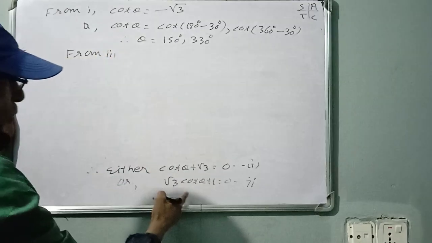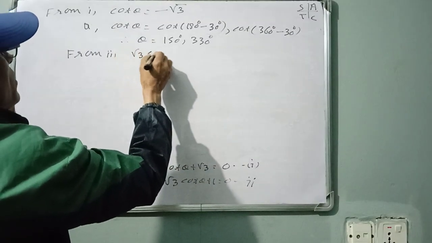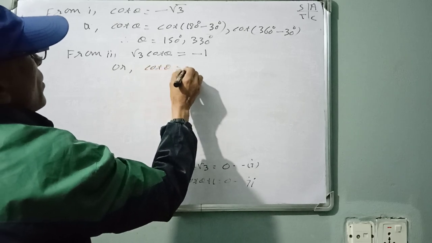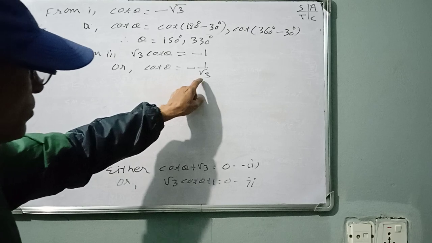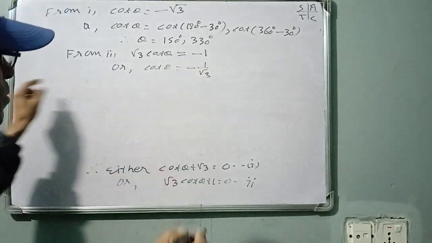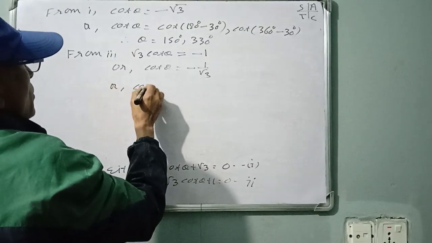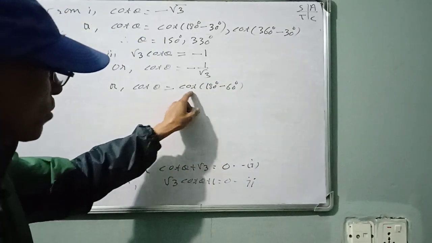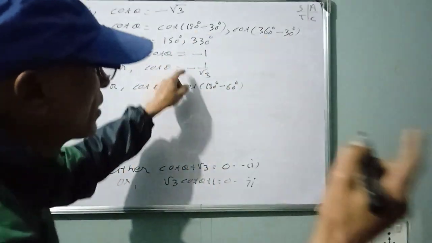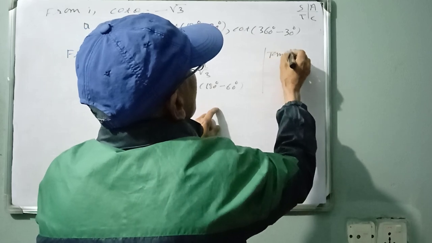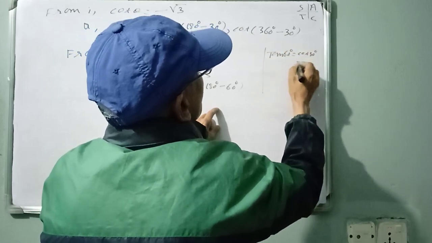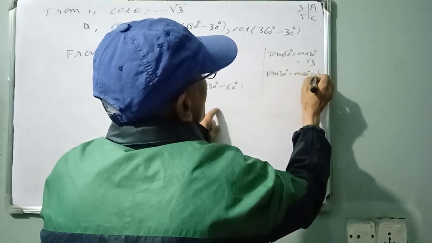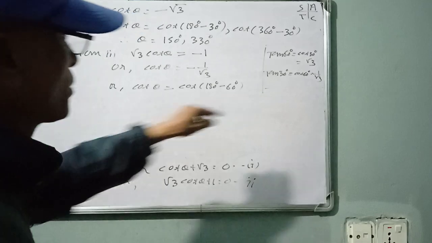From equation 2, root 3 cot theta plus 1: root 3 cot theta equal minus 1, or cot theta equal minus 1 by root 3. Tan 30 equal 1 by root 3, and cot 60 equal 1 by root 3. Follow the same rule. Cot theta equal cot (180 degree minus 60 degree). Remember, cot 60 equal 1 by root 3, cot 60 equal tan 30. Just to avoid confusion: tan 60 equal cot 30 equal root 3, and tan 30 equal cot 60 degree equal 1 by root 3. Remember the values from the table.